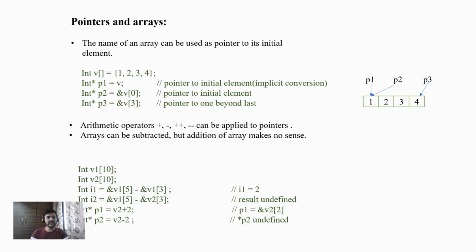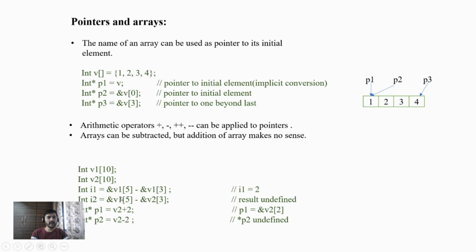Okay, pointing to the different array will not work. It will give us undefined behavior and the compiler may complain while running the program. So you can see that here, in int i2, the operation I'm doing is subtracting the address of v2's third element from v1's fifth element. Both of these, v1 and v2, are pointing to different arrays. This operation cannot be performed, so this will result in undefined behavior.